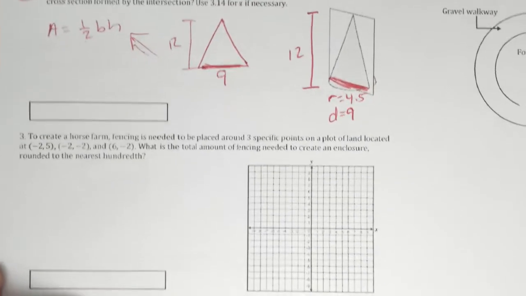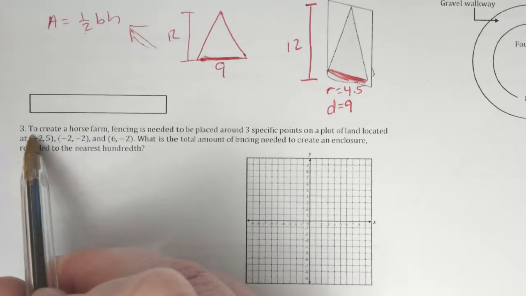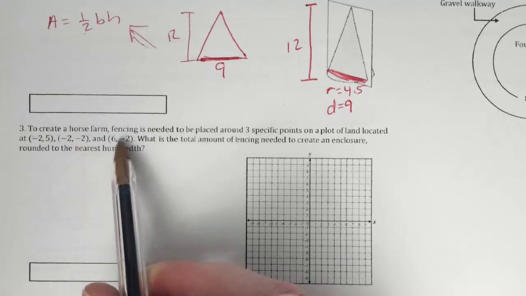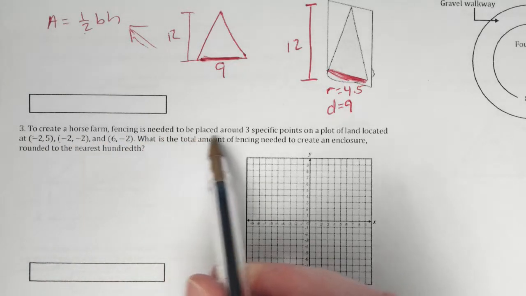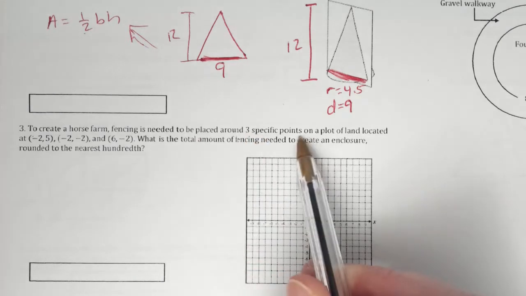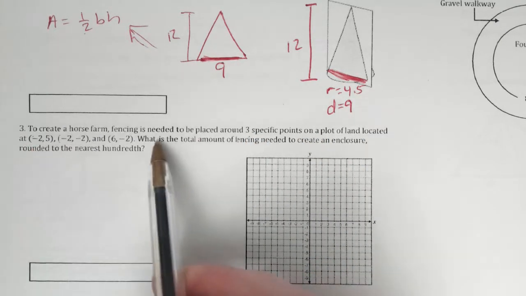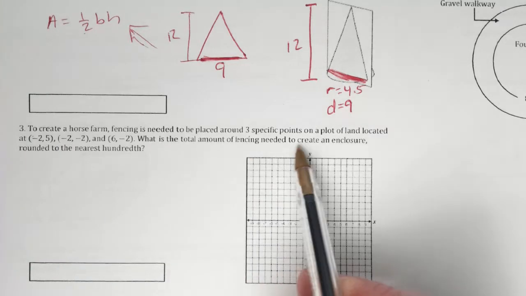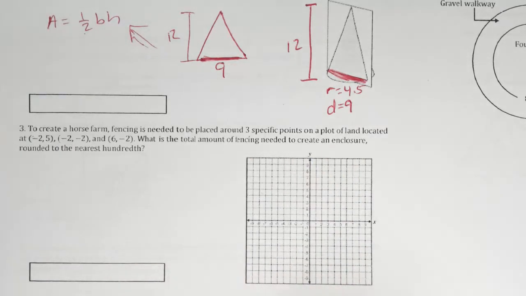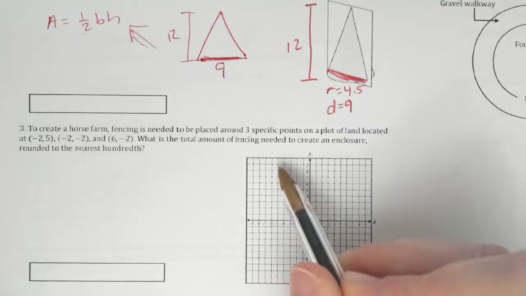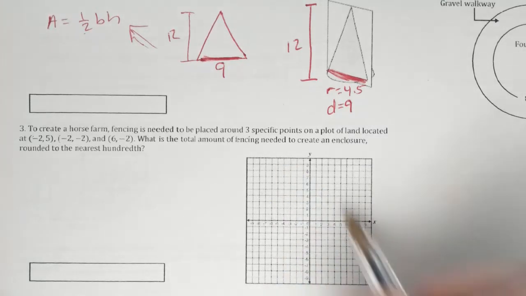All right, so on number 3, to create a horse farm, fencing is needed to be placed around 3 specific points on the plot of land located at these 3 points. What is the total amount of fencing needed to create the enclosure? All right, so we're basically going to have a triangle, and we want to know how much fencing that is.